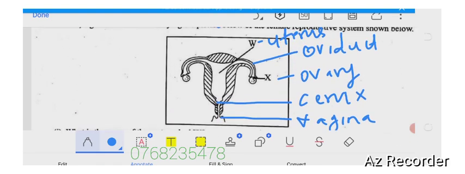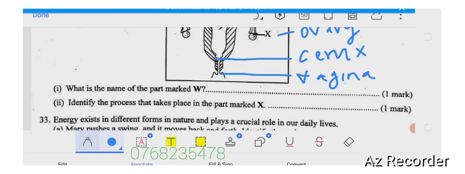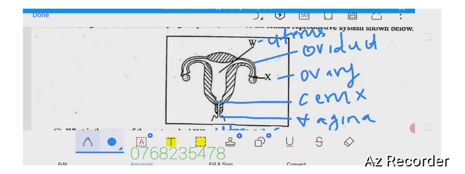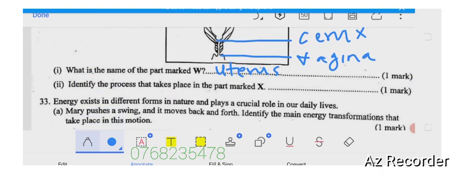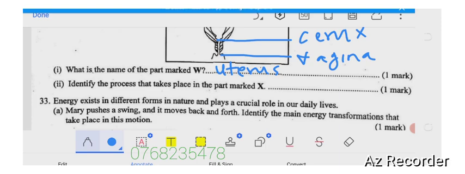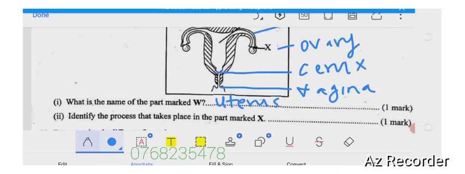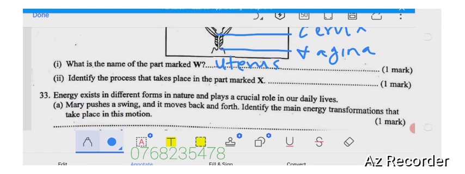Name the part labeled W. The part labeled W is called the uterus, the way I've just said initially. Then you're done. You get a mark for that. Identify the process that takes place in X. X is the ovary. So the process that occurs in the ovary is what we call ovulation. And ovulation is the process by which the ovary releases an egg awaiting fertilization.